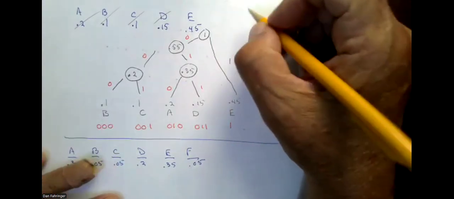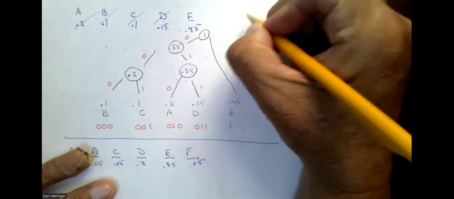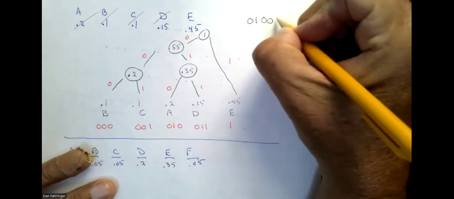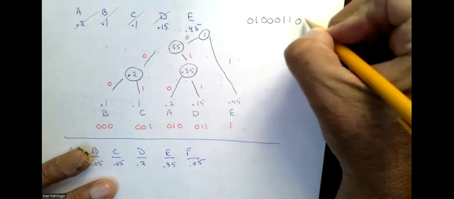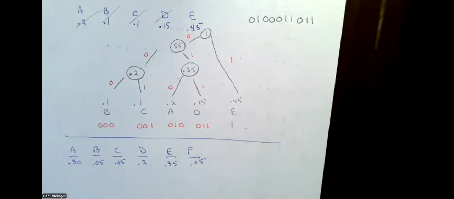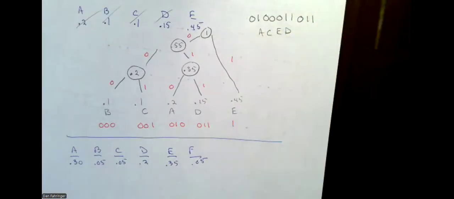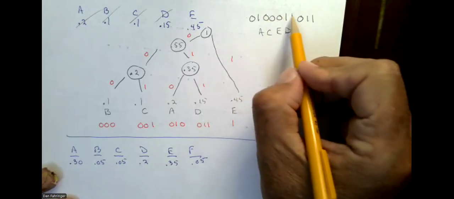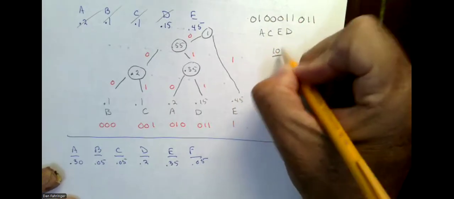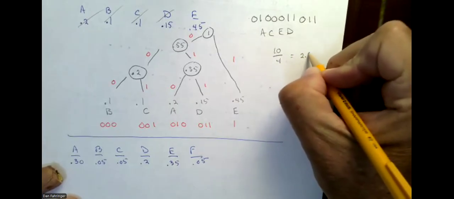All right. Let's see what I got. Is that immediately decodable? Yeah, it is. What do you get? Is it ace? Aced. ACED. Yep. Let's see what I got. 1, 2, 3, 4, 5, 6, 7, 8, 9, 10. 10 divided by 4. My average length is 2.5.